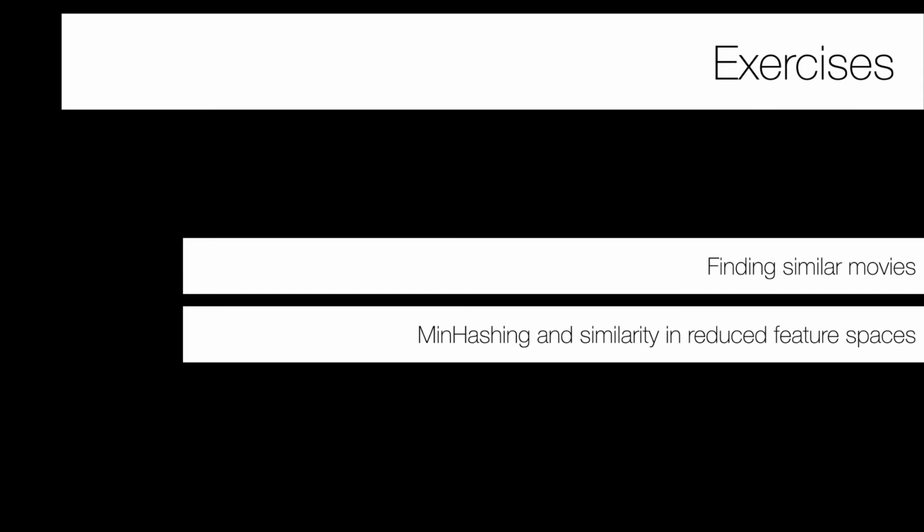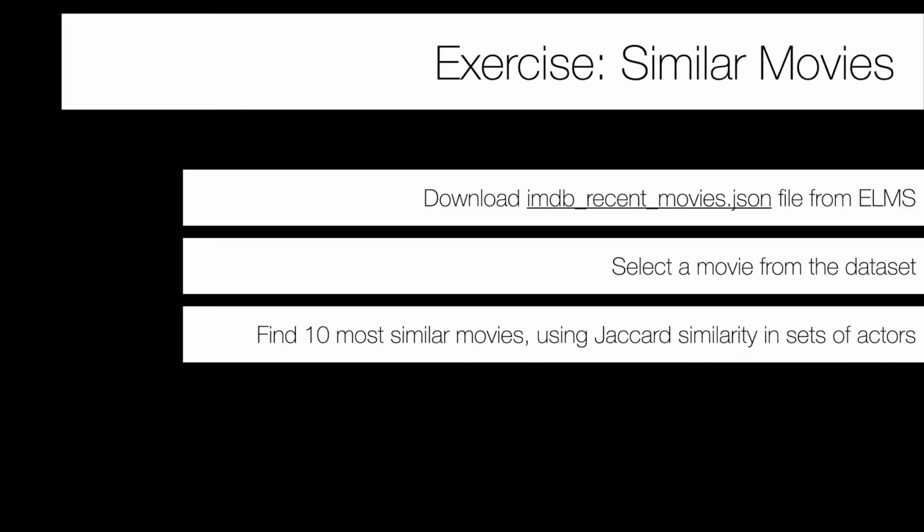The next thing to talk about as we move into Module 3, I have a couple of exercises that you can look into that provide examples for the material that we'll go over in Module 3. So first, and you'll see this in the GitHub repository I've already talked about, finding similar movies. And the second one is about using min hashes and similarity and reduced feature space, which we'll talk about in this lecture today. The first exercise, as I mentioned, is about finding similar movies.